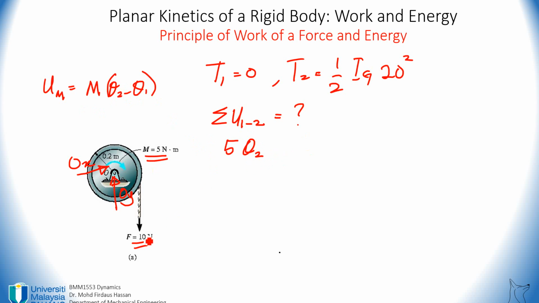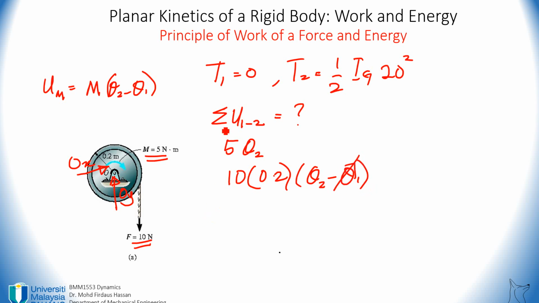And then the work done by the force is also 10 Newton times the radius, 0.2, times theta 2 minus theta 1. Theta 1 is 0, so only theta 2 is left.